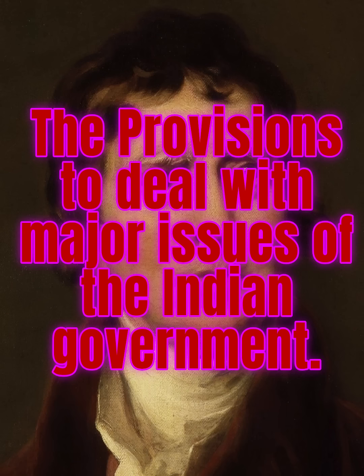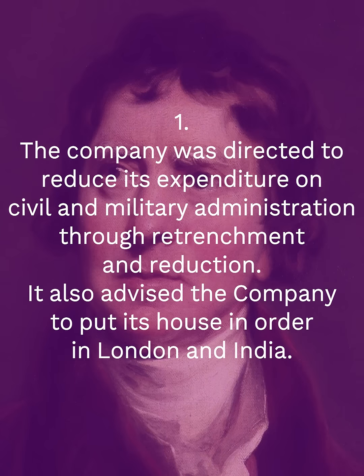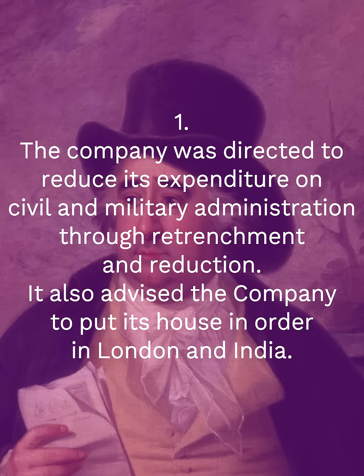The provisions to deal with major issues of the Indian government. 1. The company was directed to reduce its expenditure on civil and military administration through retrenchment and reduction. It also advised the company to put its house in order in London and India.